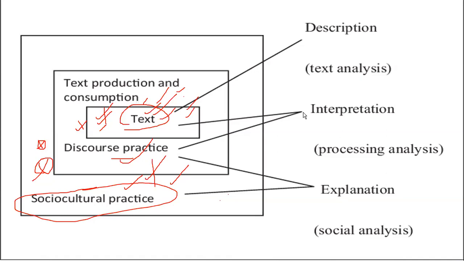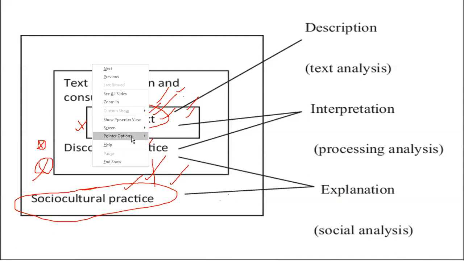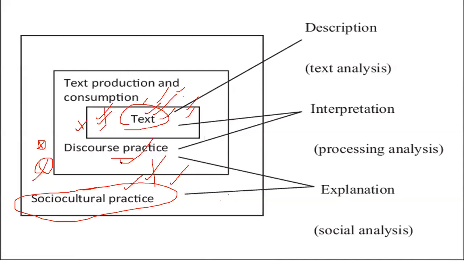Sir, in the second dimension, when we interpret the discourse producer, how will we interpret consumers? We do not interpret the consumer or the producer. Here we describe the text. Here we interpret the text itself, not the producer or consumer, but we interpret the text keeping in view the discourse producer and the discourse consumer. Our job is to interpret the text itself. Fine?